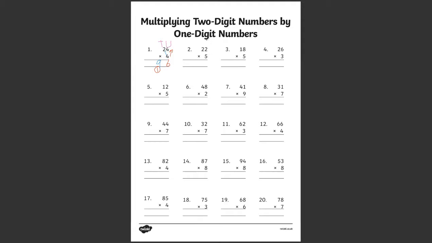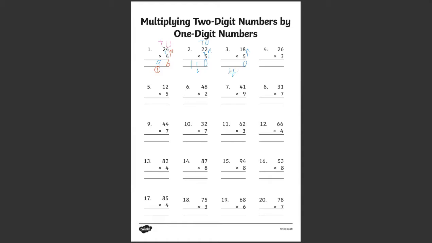So let's try again. So this is our units, this is our tens. We always go up to our units. 5 times 2 is 10. And then we go to our tens. 5 times 2 is 10 plus the 1, which is 11. Okay, so we try one more. So we got units. 5 times 8 is 40.